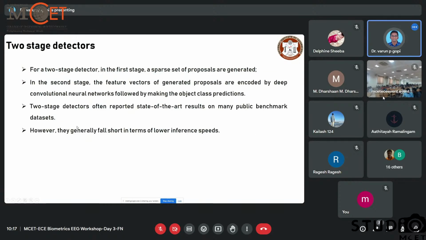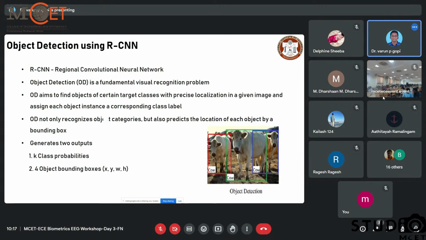In a two-stage detector, there are two stages. In the first stage, a sparse set of proposals is generated. In the second stage, the feature vectors generated in the proposals are encoded by a deep convolutional neural network, and it identifies each object's class. It provides very good results, but it takes some time because it has two levels.